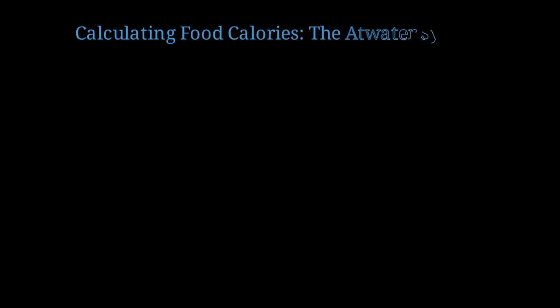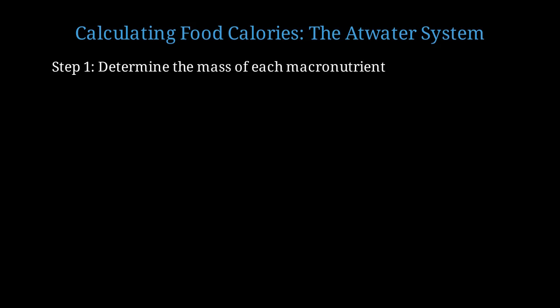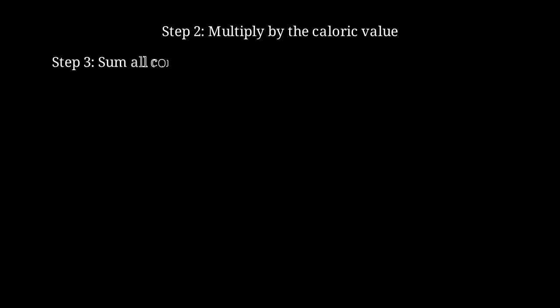Now let's learn how to actually calculate the calories in food. The standard method is called the Atwater system. Step 1. You need to know how many grams of carbohydrates, proteins, and fats are in your food. This information is on nutrition labels. Step 2. Multiply the mass of each macronutrient by its caloric value per gram. Step 3. Add up all the contributions to get total calories. Total calories equals 4 times C for carbs, plus 4 times P for protein, plus 9 times F for fat.